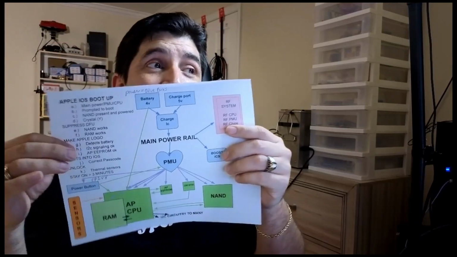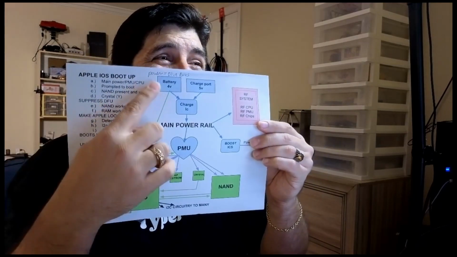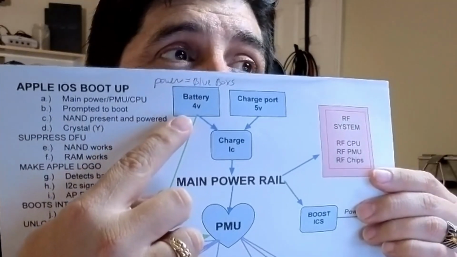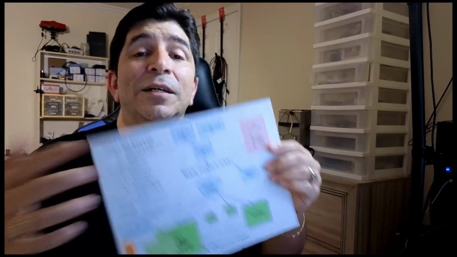And then this is a very handy sheet that they gave us in class. And it says it right there: battery, 4 volts. Charge port, 5 volts. So we need something in the phone, something in whatever device we're building, for it to get power.